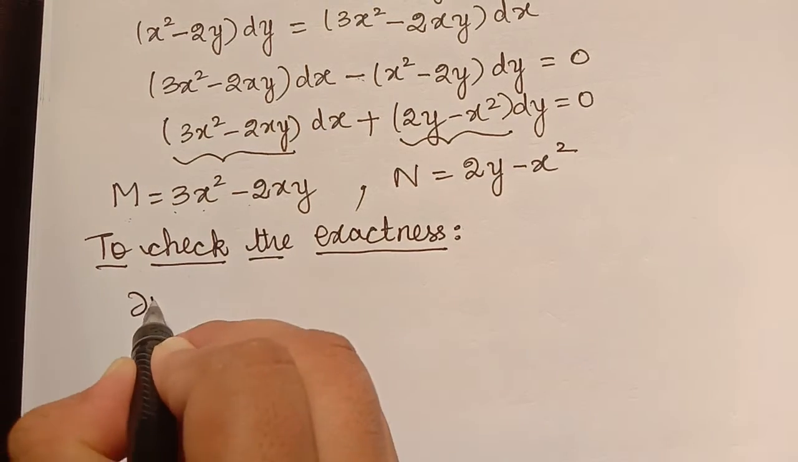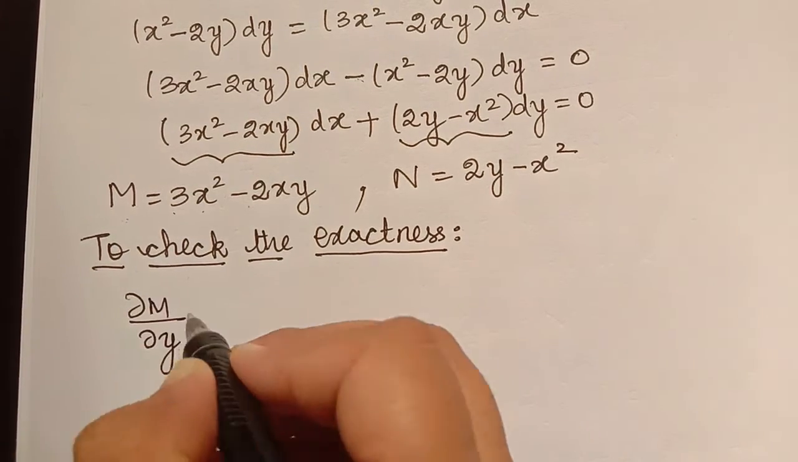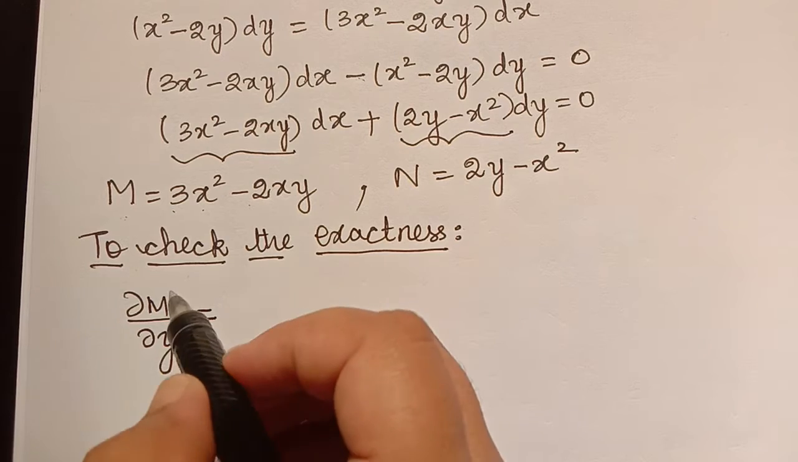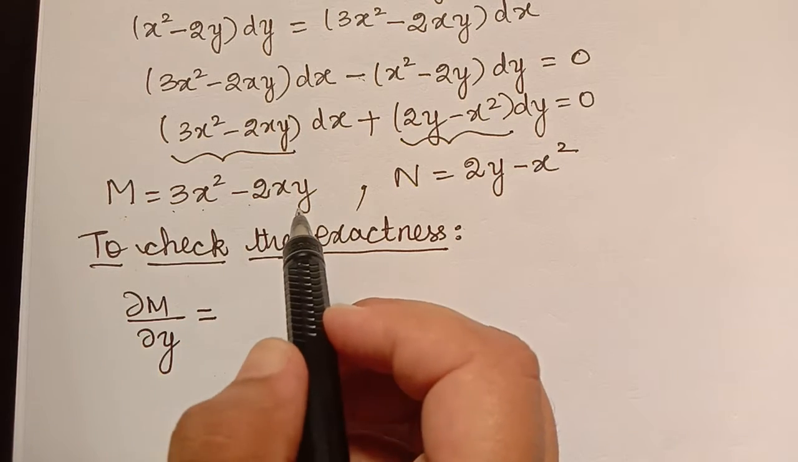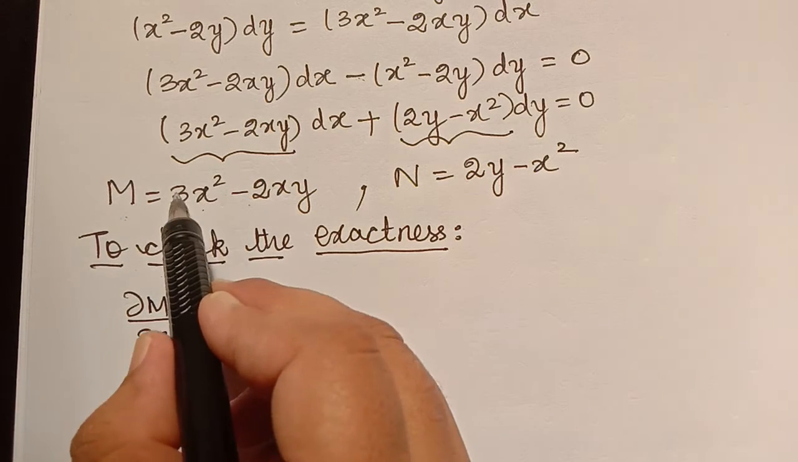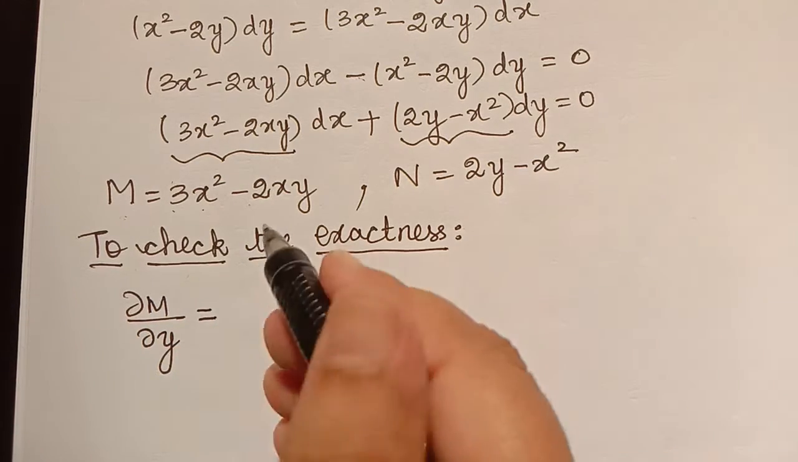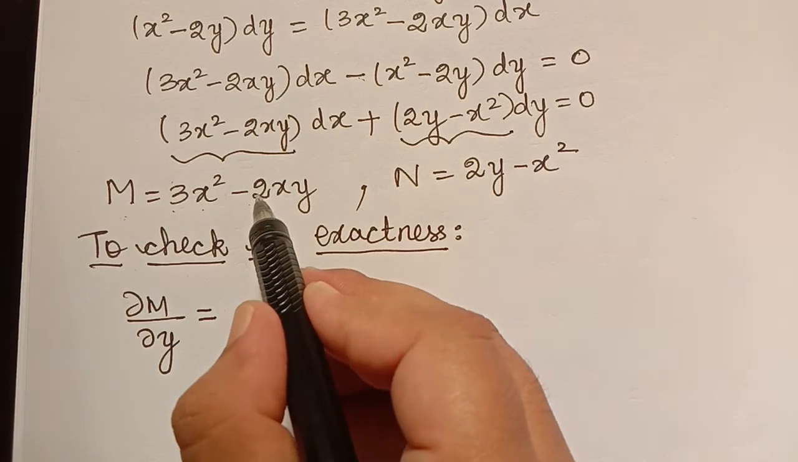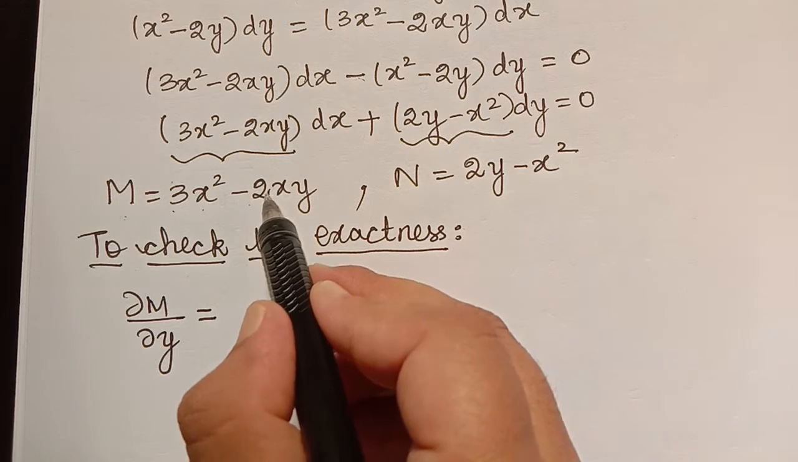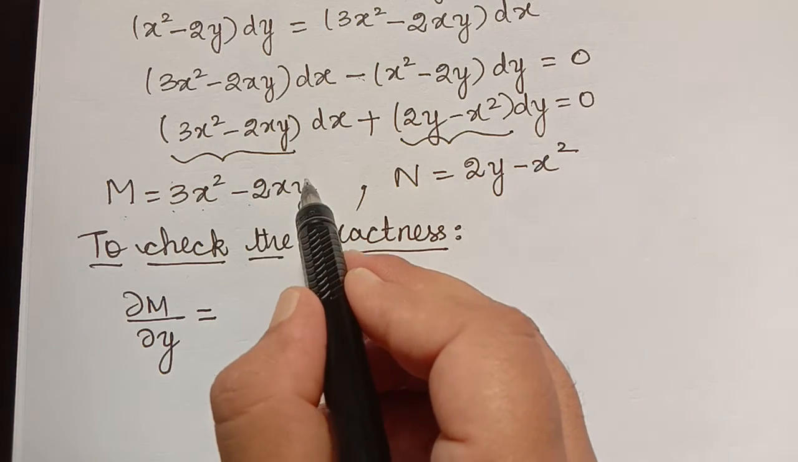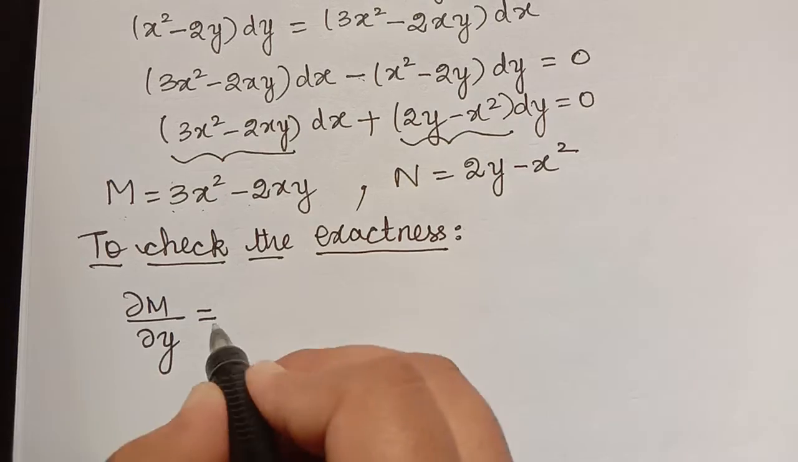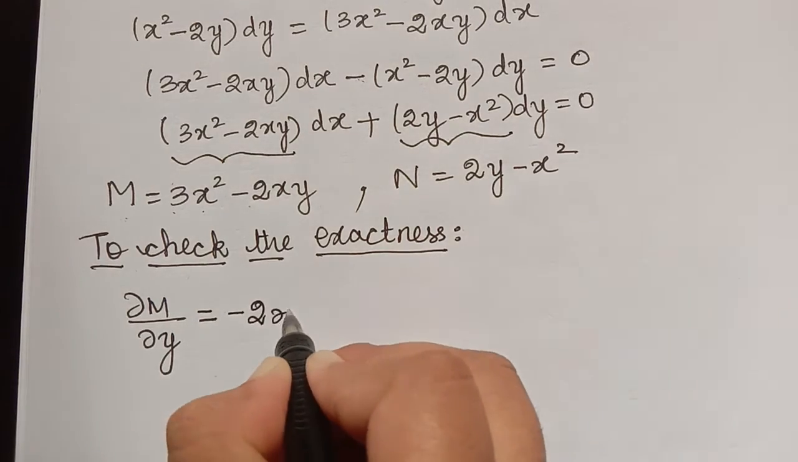So what will be dou M by dou y? It will be equal to, now partially differentiating with respect to y, x will be treated as constant. So this whole term will become 0 on differentiation. And here we have to treat minus 2x as constant, and the differentiation of y is 1. So here we get negative 2x.